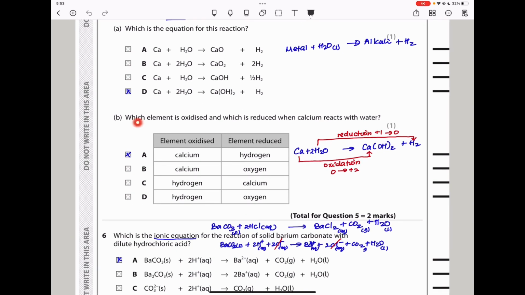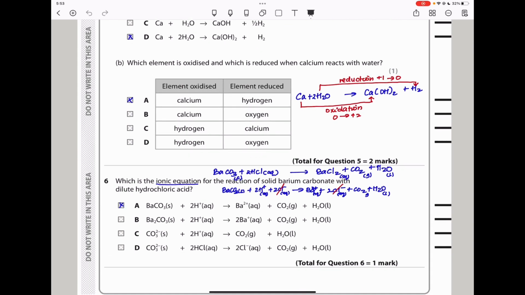Question 5b says, which element is oxidized and which is reduced when calcium reacts with water? In the reaction of calcium with water, calcium becomes oxidized. I wrote an equation here, as we can see. Calcium is going to change oxidation state from 0 to +2, while in the water, hydrogen is going to change from +1 to 0. Therefore, hydrogen becomes reduced, while calcium becomes oxidized. So the correct answer here is calcium oxidized, hydrogen reduced. The answer is an A.